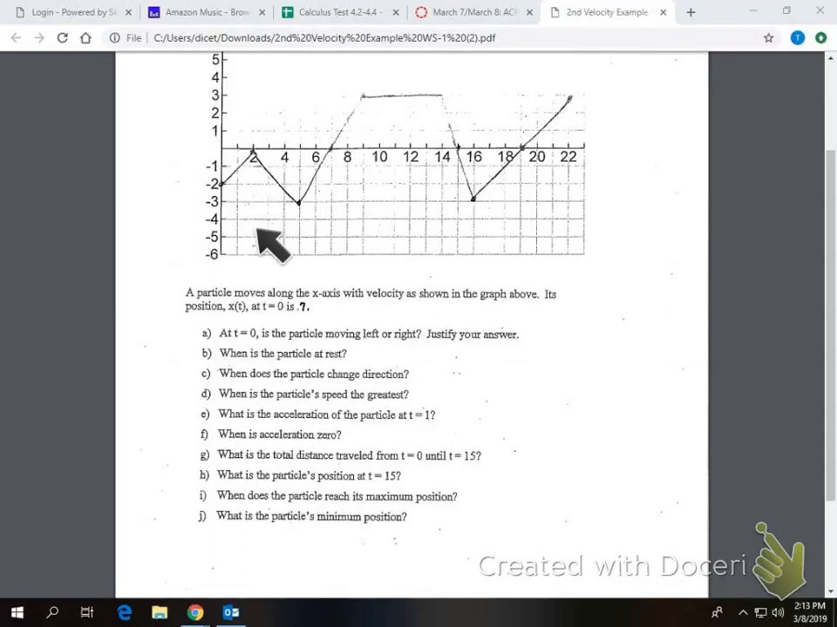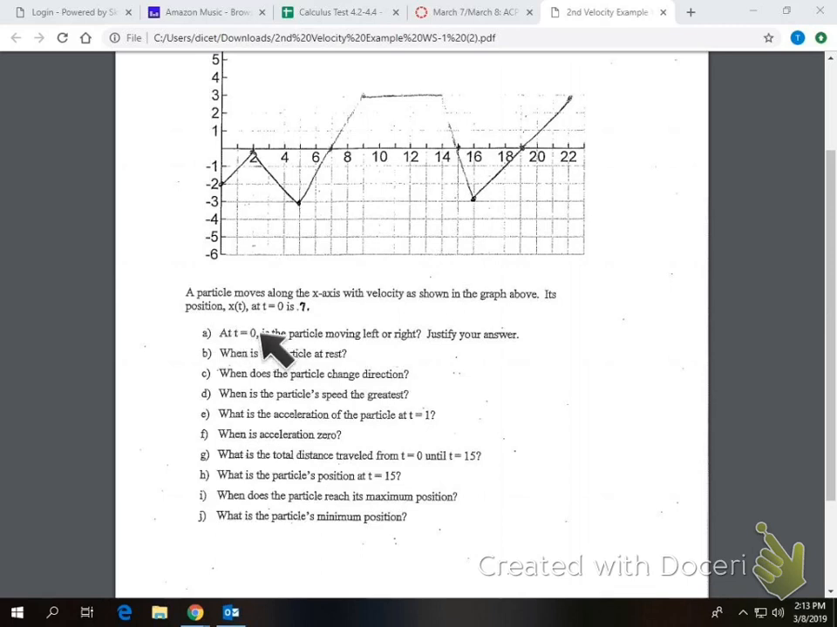A particle moves along the x-axis with velocity as shown in the graph above. So this is velocity, which means this is the derivative. We're starting at time 0. Notice its position x of t at time 0 is 7. That's important for us to use here in a little bit.